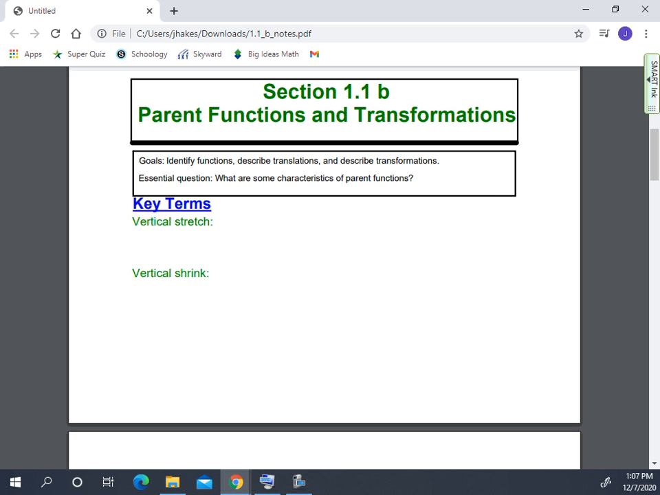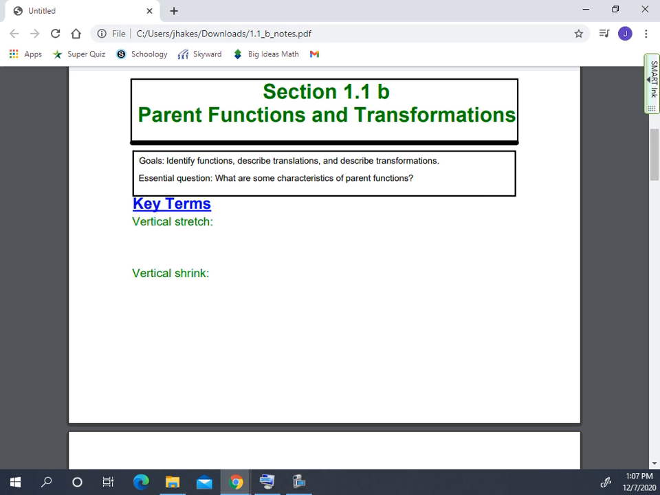Okay, 1.1 part B is basically the same thing as part A. We're just adding a few more vocabulary words in here. So we're still working with parent functions and transformations. Our goals and essential questions, still the same thing.